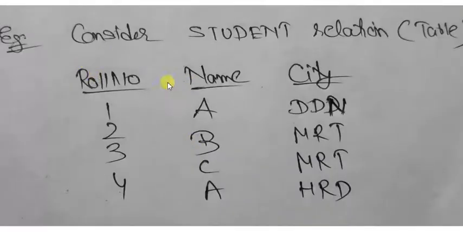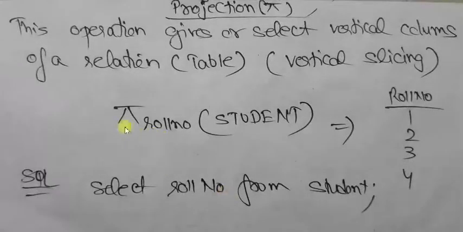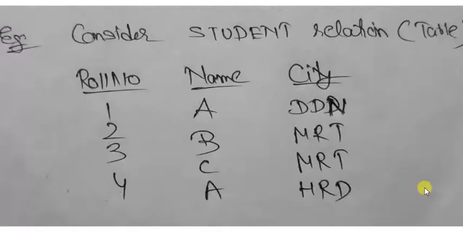So, for example, if you want to extract this or city, then you will do projection. And it is written as project, name of the column, and the table name in capital. So, what is the output? The output is vertical slicing of the table. Vertical slicing means like this.